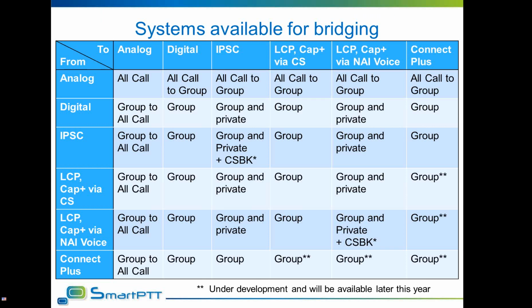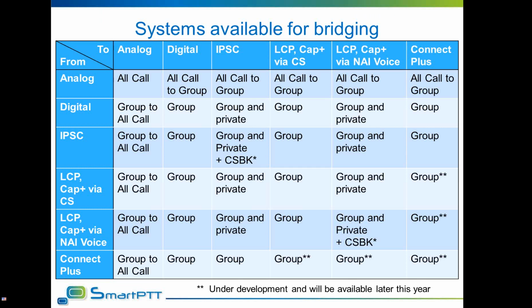IPsec Connect to IPsec Connect bridge will also allow you to transfer CSBK data between systems, which include remote monitor command, block and unblock radio, call alert, and radio check. Capacity Plus and Link Capacity Plus systems via control stations will accept only group routes. However, it is possible to bridge private calls from such hybrid systems to IPsec Connect or NAI voice.